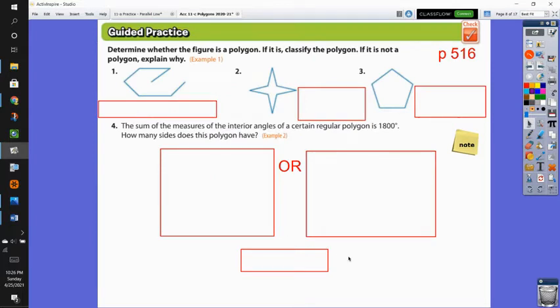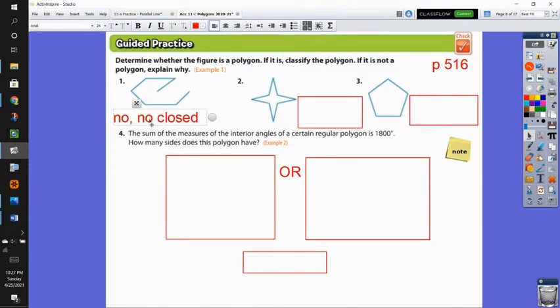Here are some practice problems in the book, some guided practice. Is it a polygon or not? If it is, then classify it. What is it called? And if it is not a polygon, explain why it is not. Number 1, not a polygon because it is not closed. There's an opening between the sides.